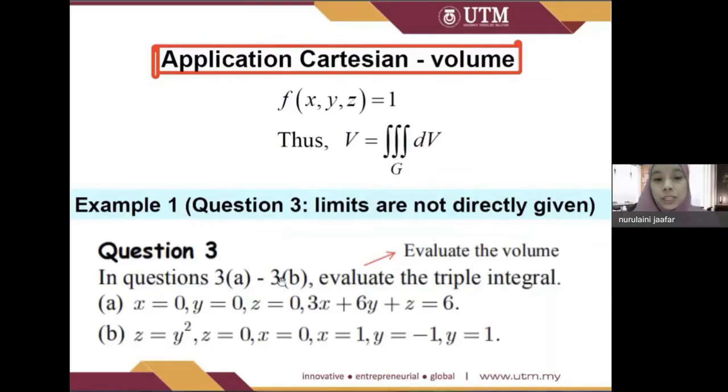In 3A and 3B, you see, for 3A, we have x equal to 0, y equal to 0, z equal to 0, 3x plus 6y plus z equal to 6. So from here, you can imagine the limits: x is from 0 until what? And y equal to 0 until what value? And also z starts from 0 until what value? So it depends on your type.